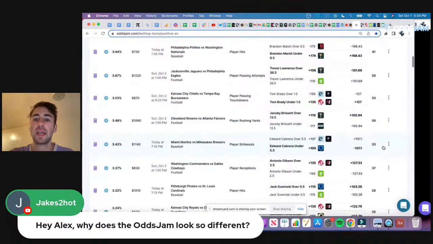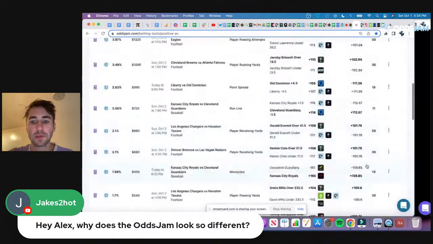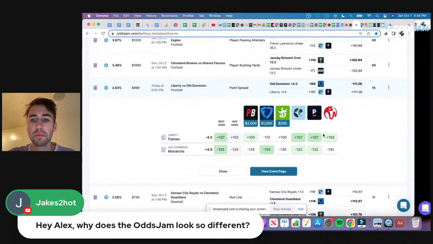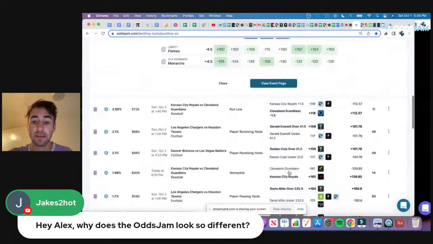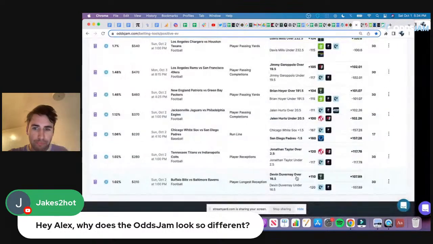And then we can see the common view of OddsJam, which is how do we feel about specific plays? We can take a look and see what's out there. So what plays do we like? Where is the value? Where's the value right now? Let's take a look.